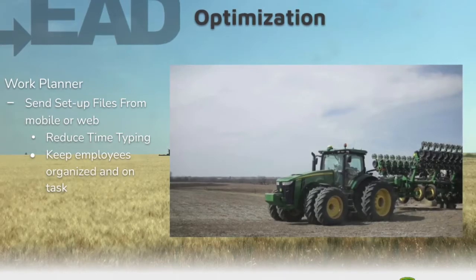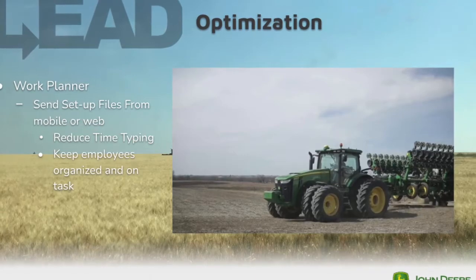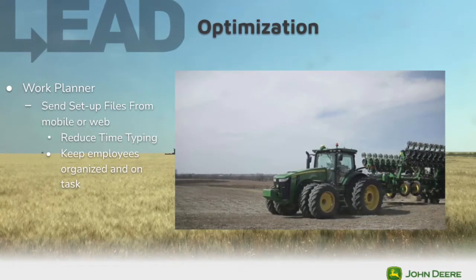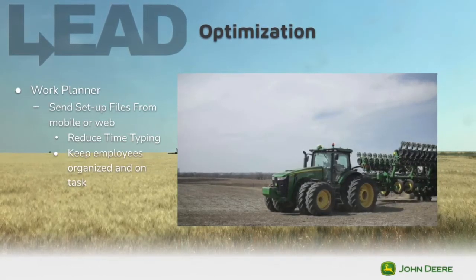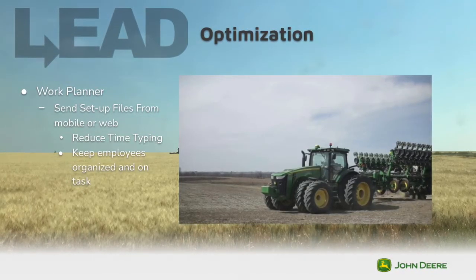Reducing time in the cab is something all producers would like. Work Planner allows you to create setup files from anywhere and send them to your equipment. Reducing time on your monitors, keeping employees organized and on task, and keeping your documentation the same across all machines, reducing redundancies and errors through mislabeled field and farm names.